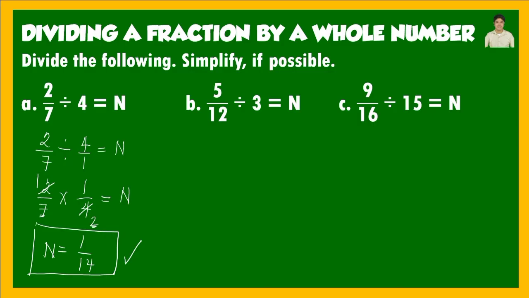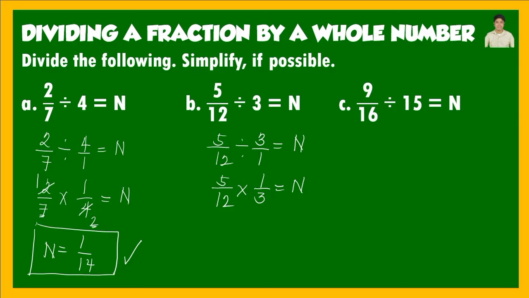Next, 5 over 12 divided by 3 is equal to n. So, 5 over 12 divided by 3 over 1 is equal to n. Now, keep the dividend. So, 5 over 12 times, change division to multiplication, and then the reciprocal of the divisor, 3 over 1, will become 1 over 3. So, equals n. Now, we'll just multiply.